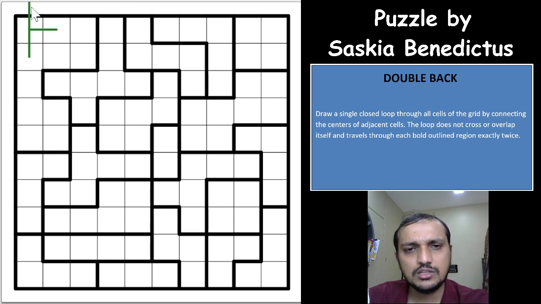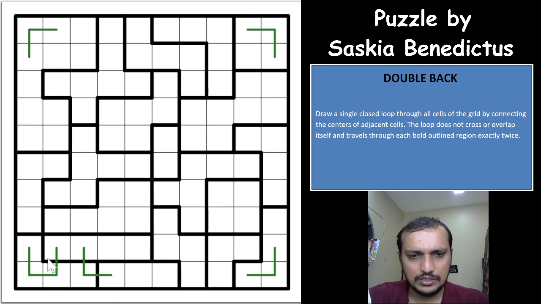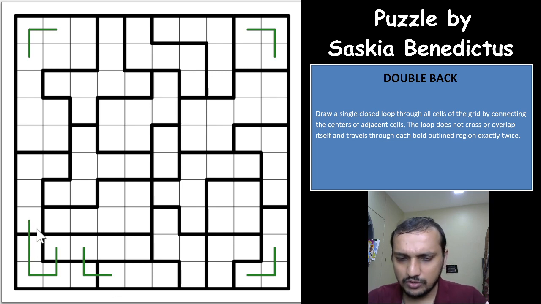So we know that the loop passes through all cells. At the corners we can do it this way, and that gives us the start. When you know that this is a single region and you have only one more cell remaining, it has to be this way because the loop has to pass through this region twice. It has to come out of the region and again go in, and make it twice.